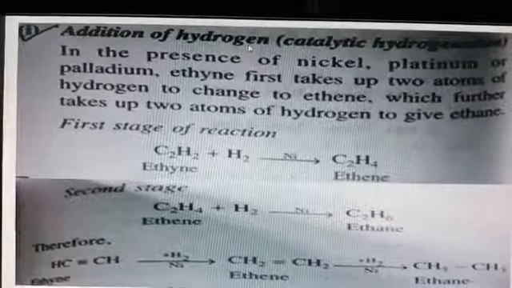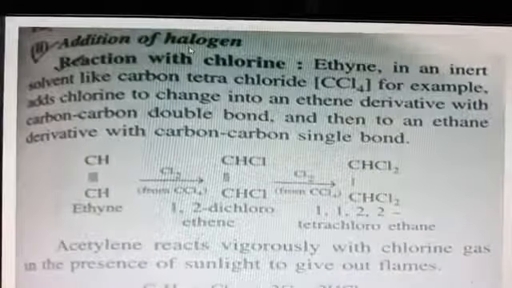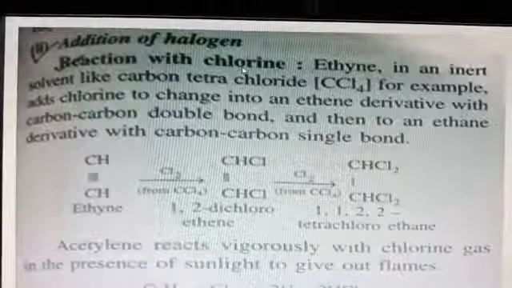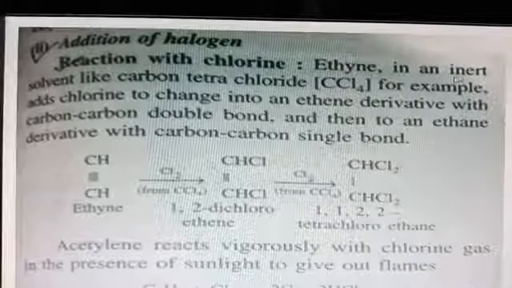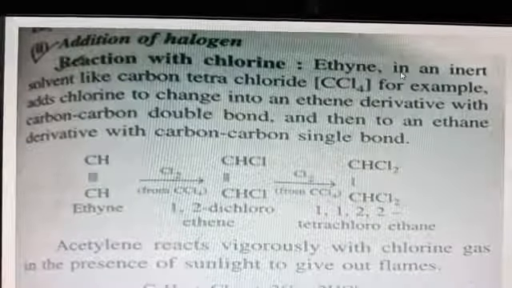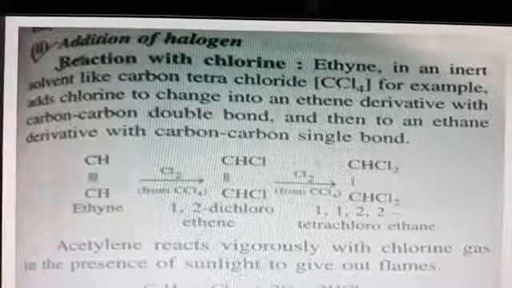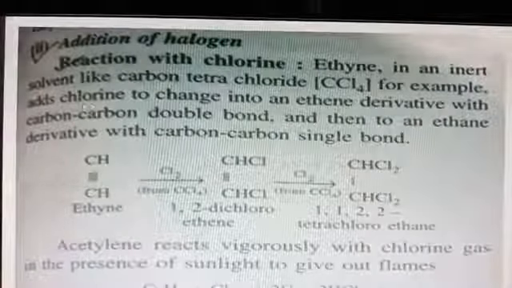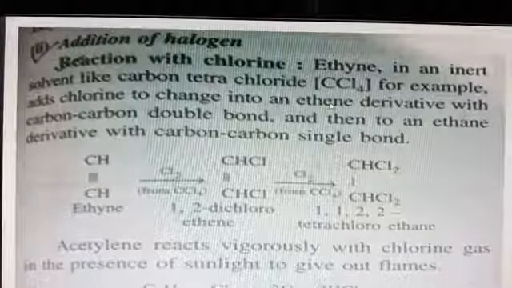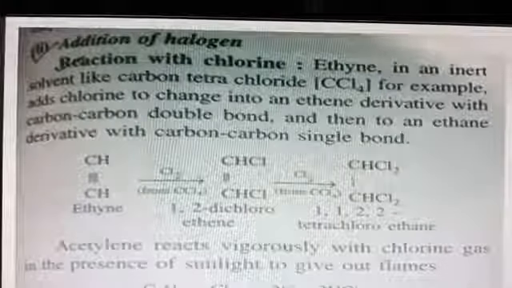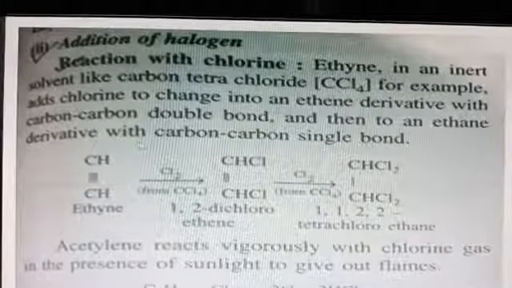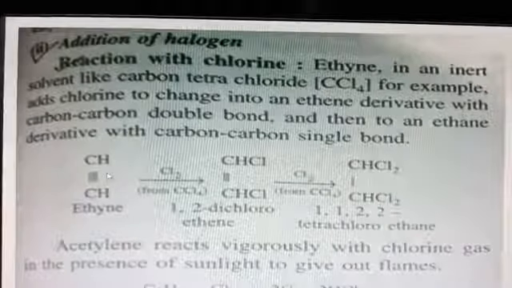So this is addition of hydrogen. And then addition of halogen, reaction with chlorine. Ethine reacts in an inert solvent like carbon tetrachloride. For example, it adds chlorine to change into an ethene derivative with a carbon-carbon double bond, and then to an ethane derivative with a carbon-carbon single bond. Let's see the reaction here.